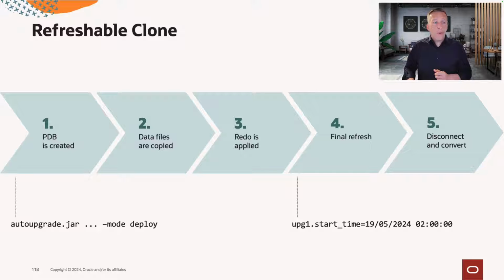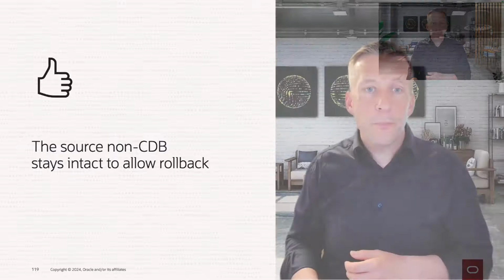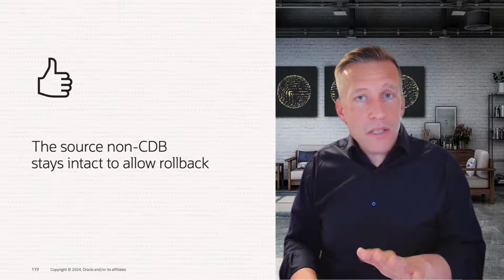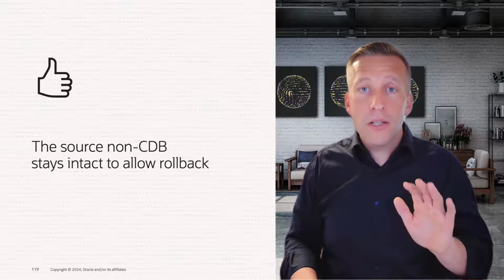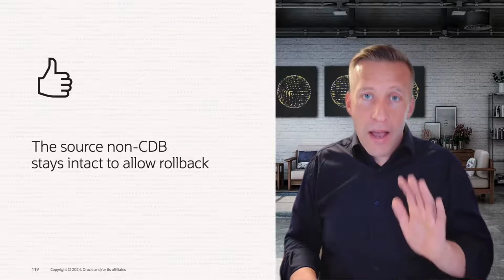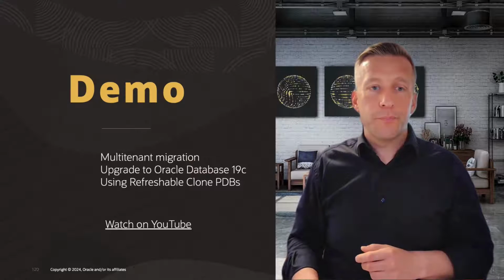So when you start AutoUpgrade in Deploy mode, we will start to create the PDB. We will bring over the data files from the source non-CDB and then roll forward with redo. At the time specified by the start time parameter in your AutoUpgrade configuration file, we will do a final refresh, cut the connection, and then turn the database into a proper PDB. And the beauty is, as I explained earlier, we don't touch the non-CDB database at all. It just sits there waiting as a fallback if something happens.